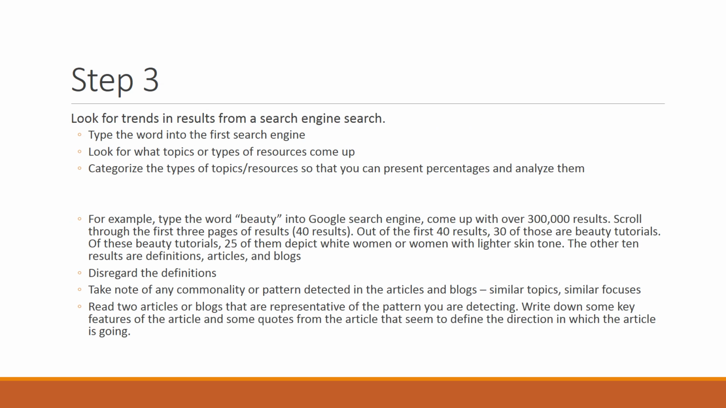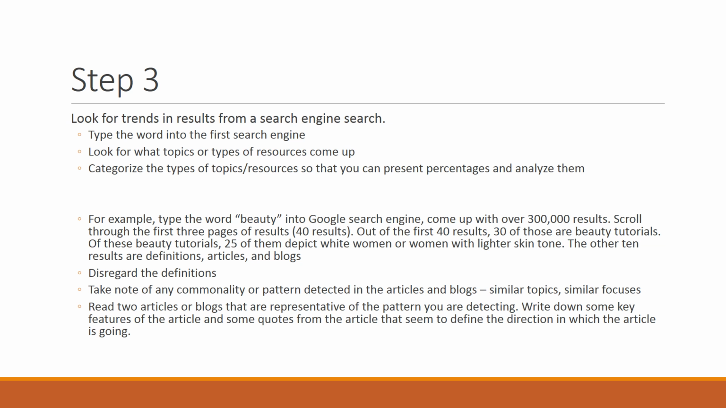The next thing you'll do is look for trends and results from a search engine search. You'll choose a search engine that you want to use, type the word into it, and you'll find all the results that come up. You'll peruse all of those and categorize them in your mind, noting what types of things you're seeing and what patterns and associations you have with those. Think about how many of a certain type of source you're seeing, or what percentages of these results are articles or blogs or definitions, and how many of those articles are related to a certain concept.